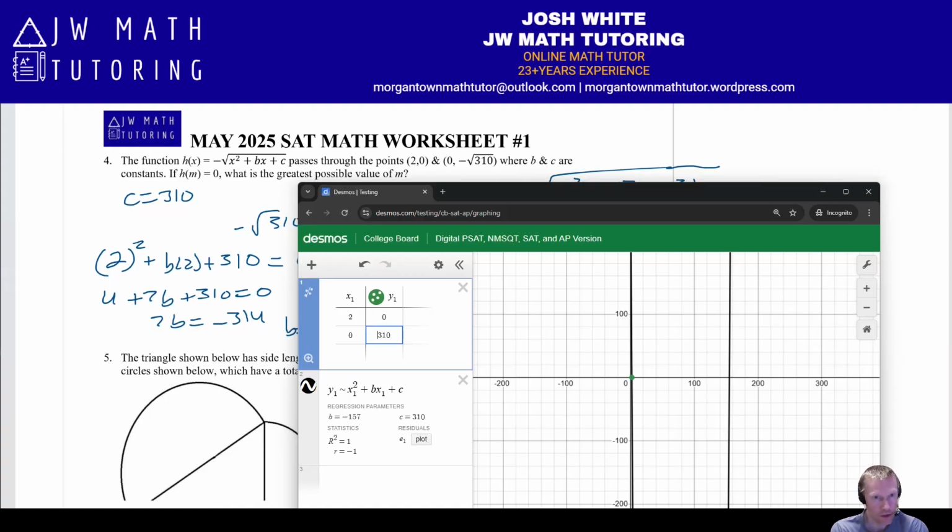So now what's the greatest m, i.e. what's the greatest 0 or x-intercept or root value? Well, you just go to the graph. I mean, here's the 2 that we already know about, and the other one's 155. Okay, so this is a workaround that you could do as well.